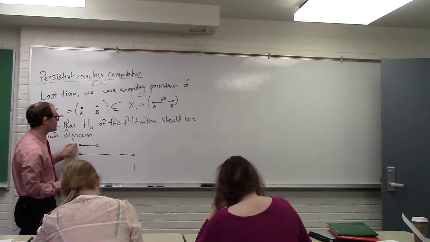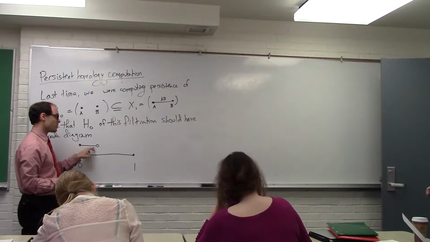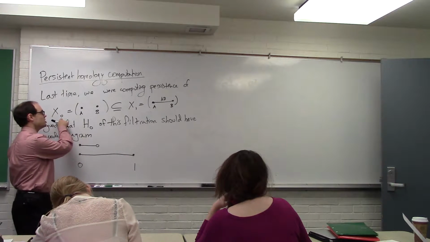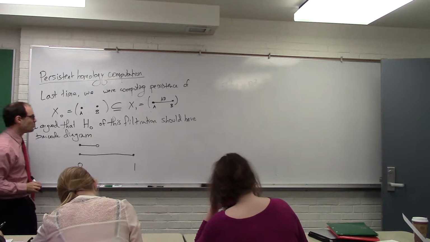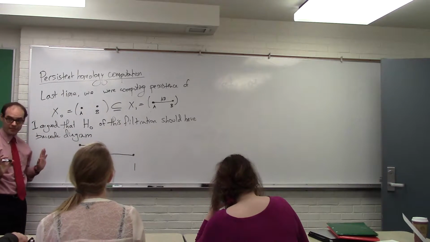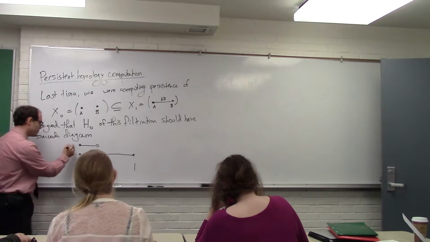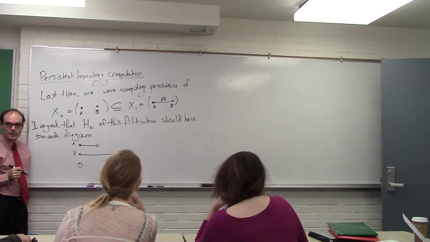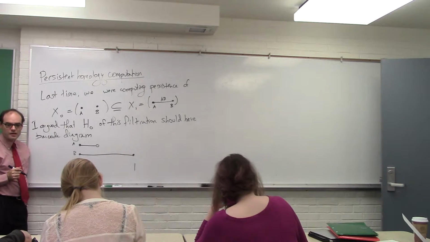So I started out with two connected components. One of them ought to die, and the other one continues. They're both born at the 0th index, but only one of them persists until the 1 index. This is all fine. And I think I had labeled this one A and this one B, which again is also fine. So that's where we were.